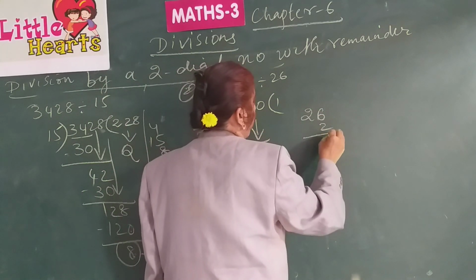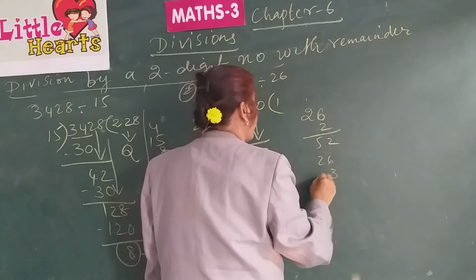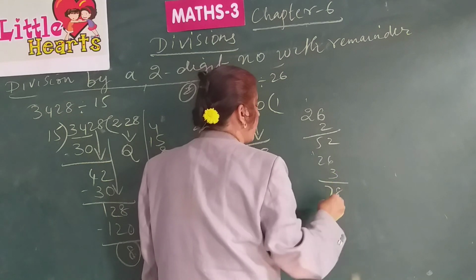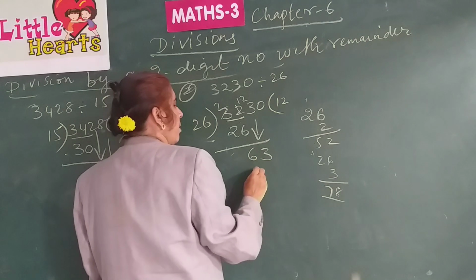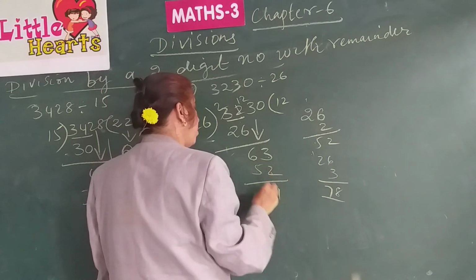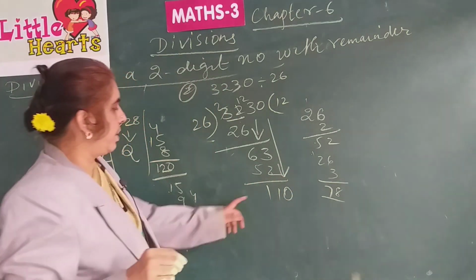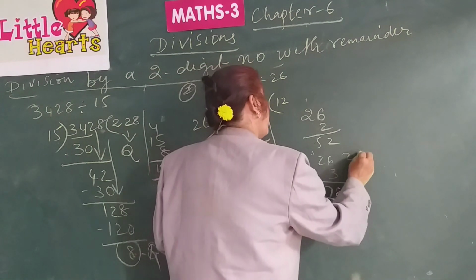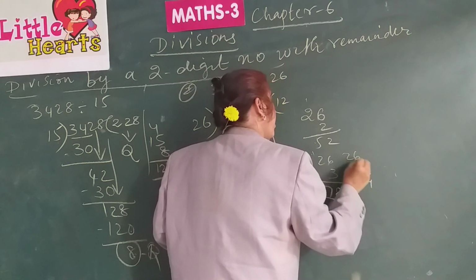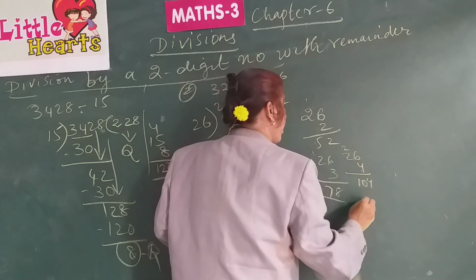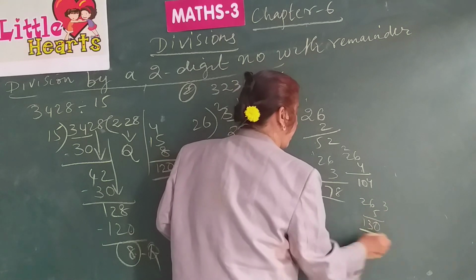26 twos are 2 twos are 4 plus 1, 5. 26 threes are 3 sixes are 18, 3 twos are 6 plus 7, 78. 78 is greater than 63, so go with 26 twos are 52. 3 minus 2, 1, 6 minus 5, 1, bring down 0, 110. Then go with 26 fours are 4 sixes are 24, 4 twos are 8, 104. 26 fives are 5 sixes are 30, 5 twos are 10, 130.